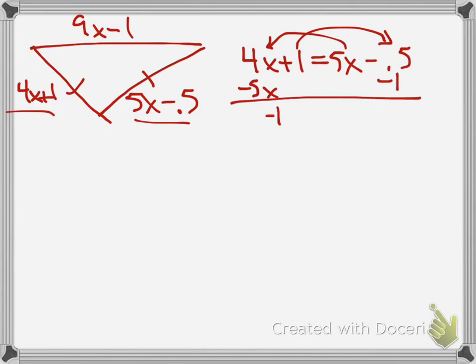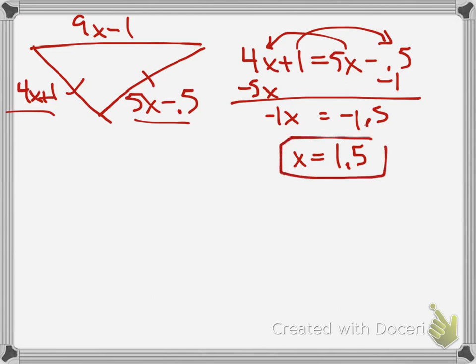4 minus 5 is negative 1x. And then negative 0.5 minus 1 is negative 1.5. Divide by the negative 1, and you get x is equal to 1.5. Now I know what x is, so I can plug that into either of these two. Let's say 4 times 1.5 plus 1. 4 times 1.5 is 6. 6 plus 1 is 7. So this length measure right here is 7.